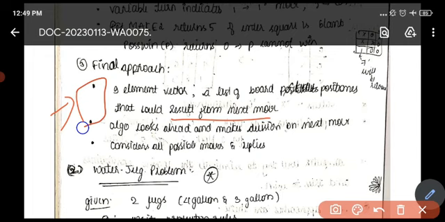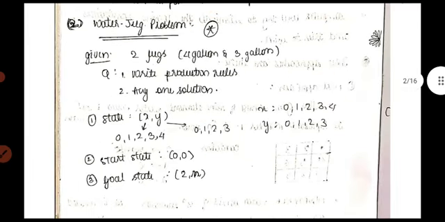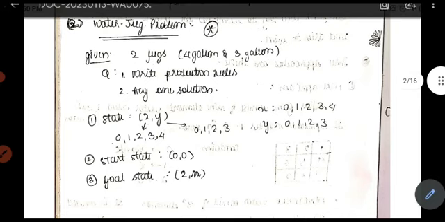So that is it about the tic-tac-toe problem. This is a very simple theory question. You can just learn it easily. And moving on to the next very important question, that is the water jug problem. This was repeated in the previous year question paper also. Let's see what this problem is all about.